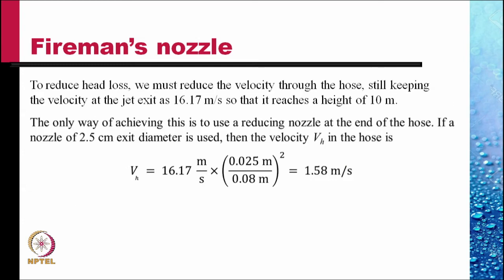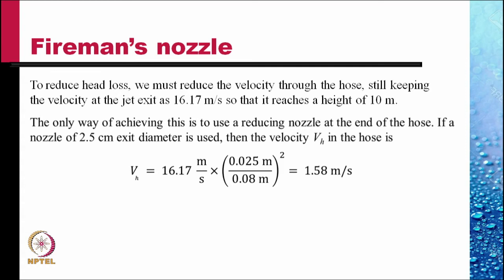So, we must reduce the velocity through the hose, still keeping the velocity at the jet exit as 16.17 meters per second, so that it reaches a height of 10 meters. The only way of achieving this is to use a reducing nozzle at the end of the hose. If a nozzle of 2.5 centimeter exit diameter is used, then the velocity V_H in the hose is 1.58 meters per second.